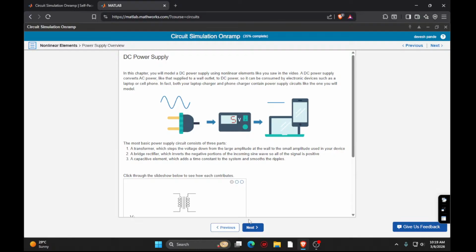Start with DC power supply. DC power supply is, sorry.